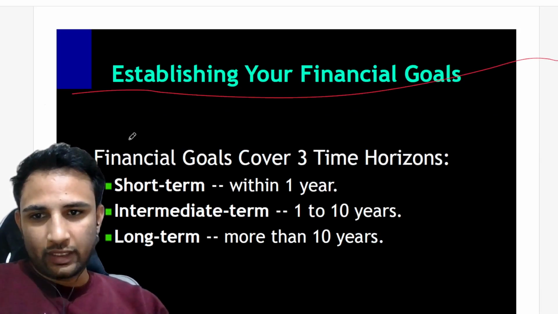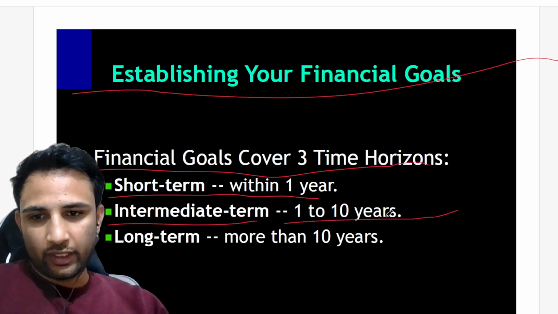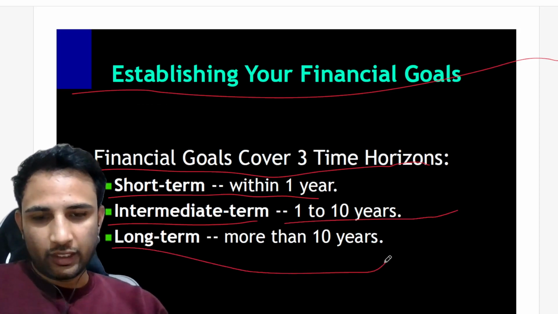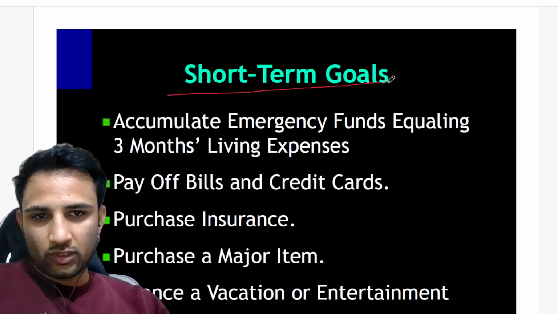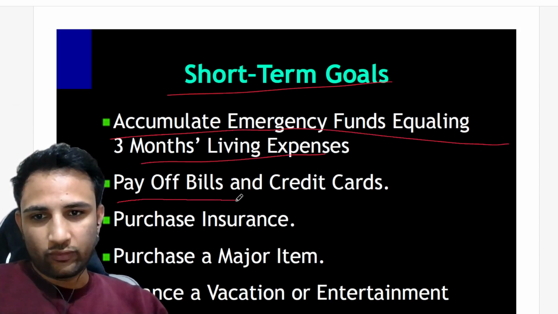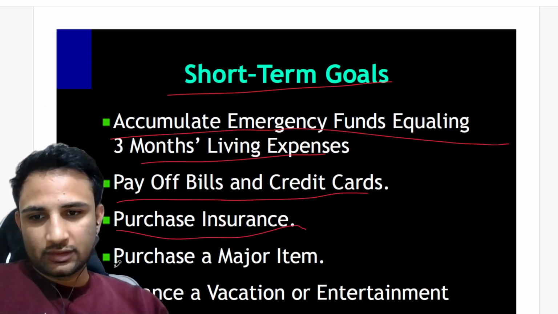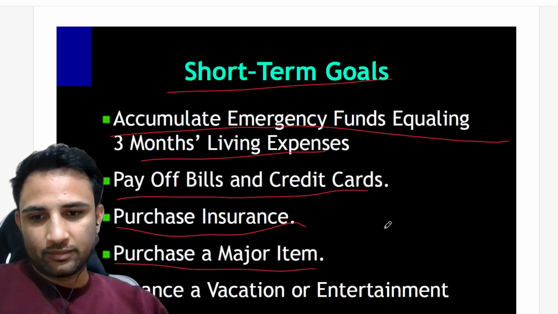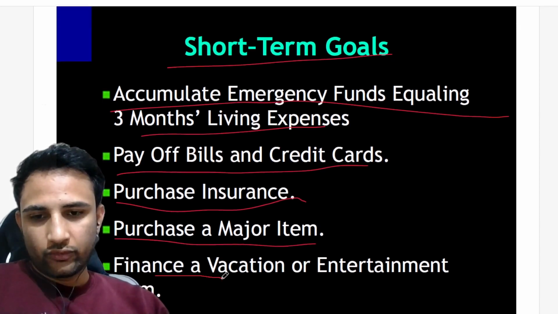Establishing your financial goals. Financial goals cover three time horizons: short term, which is within 1 year; intermediate term, which is 1 to 10 years; and long term, which is more than 10 years. Short-term goals include accumulating emergency funds equaling 3 months of living expenses, paying off bills and credit cards, purchasing insurance, purchasing a major item, and financing a vacation or entertainment item.